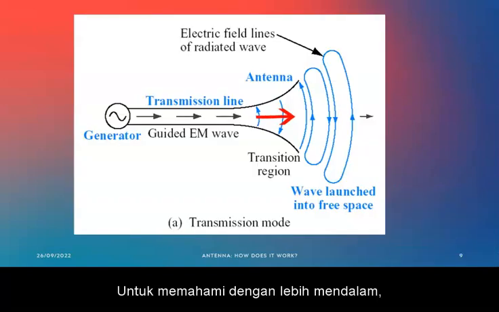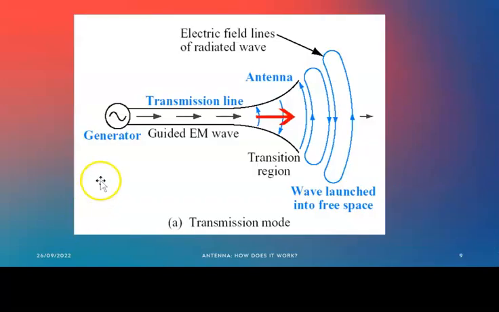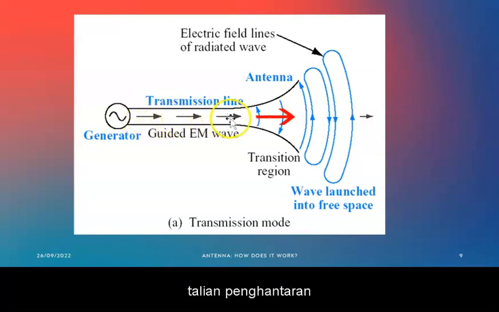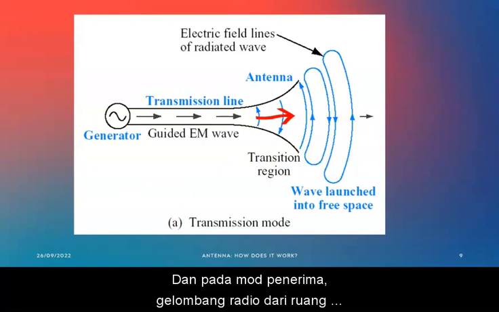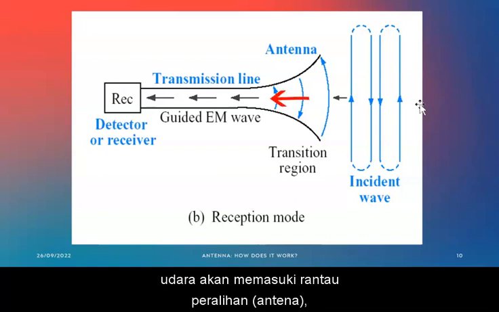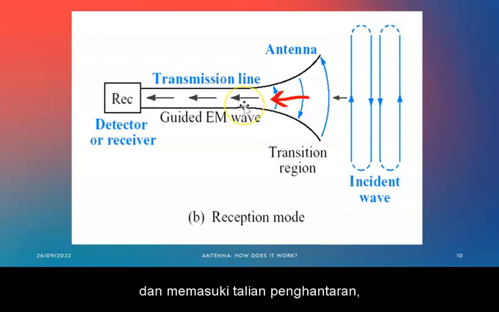To understand this better, let us look into this picture. The signal will travel from the generator or the source into the transmission line, then enter the transition region, which is the antenna, and finally into free space. And at the reception mode, which is the receiver, the free space wave will then enter into the antenna, which is the transition region, and then go into the transmission line and finally reach the receiver.